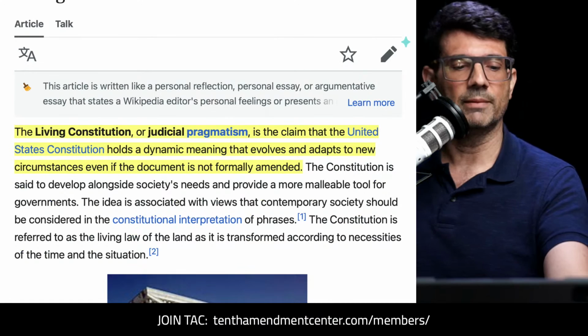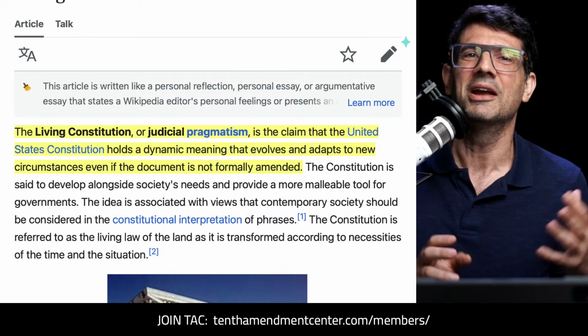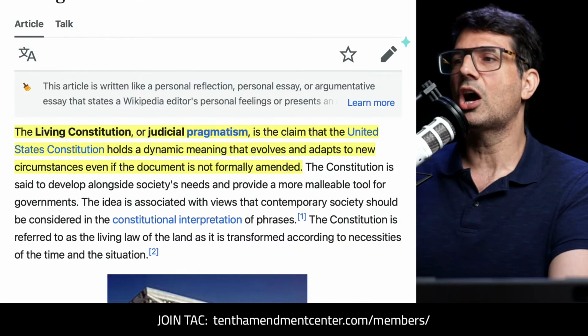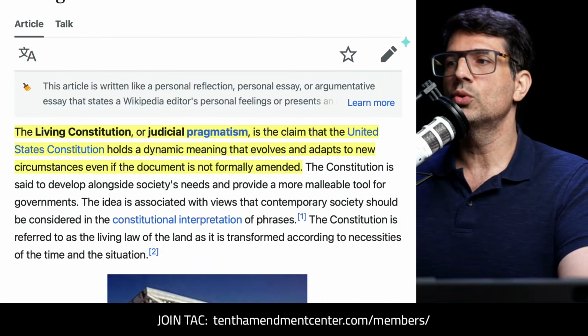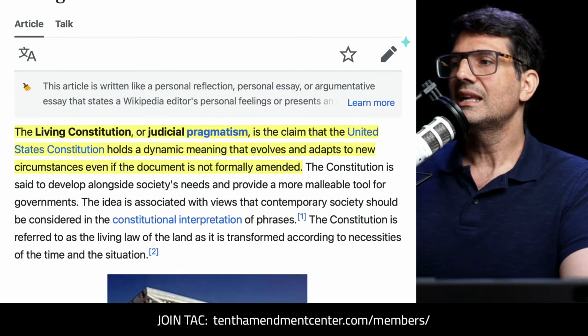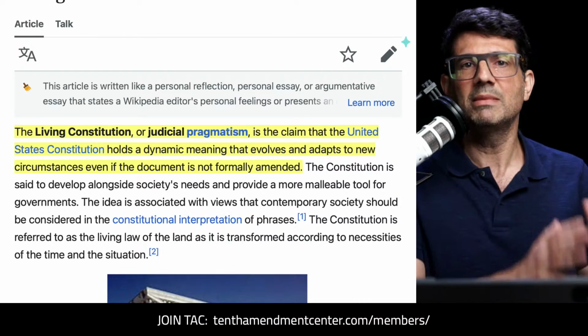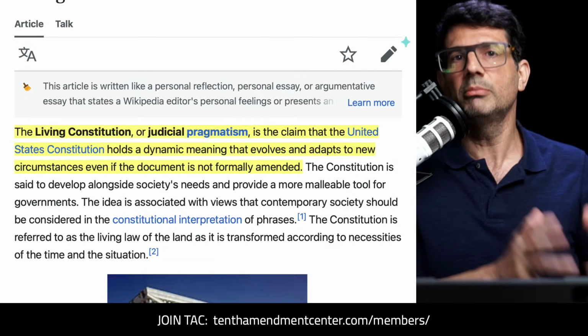Next up, we have living constitutionalism. And I know everyone watching or listening to this probably knows this is definitely not the one we're supposed to follow. But here's a good overview. The living constitution, or judicial pragmatism, is the claim that the United States Constitution holds a dynamic meaning that evolves and adapts to new circumstances, even if the document is not formally amended. So you can have one word that means one thing one day, and if society looks at that word differently, then the legal meaning of the text just changes with how the opinions of society change.